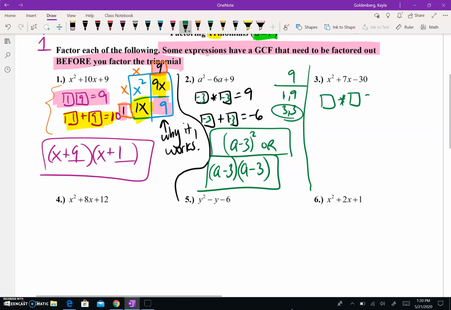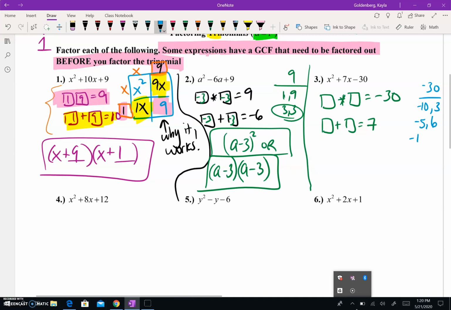What multiplies to be -30, but what adds to be a 7? And this one's actually a much better problem. It's a little bit more interesting than before, because -30, you could have like -10 and 3, -5 and 6, -15 and 2, right? There's a lot more possibilities for this problem, which is really nice.